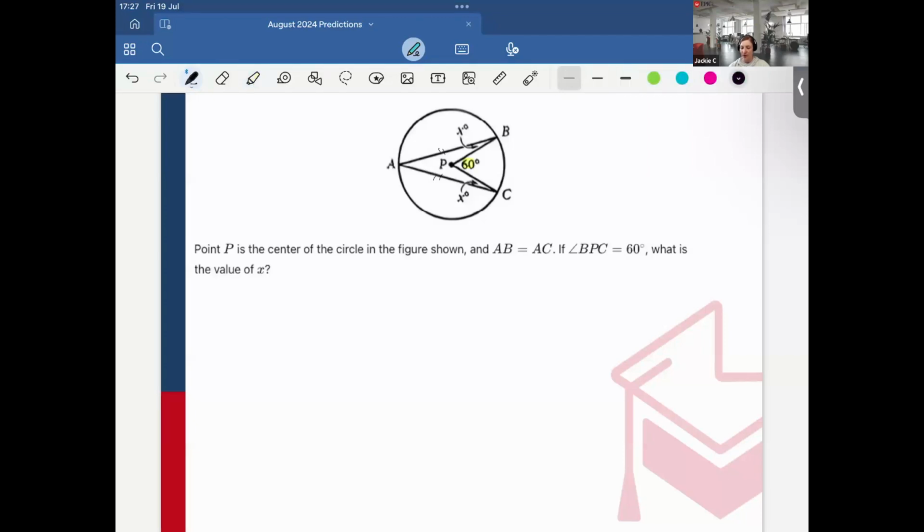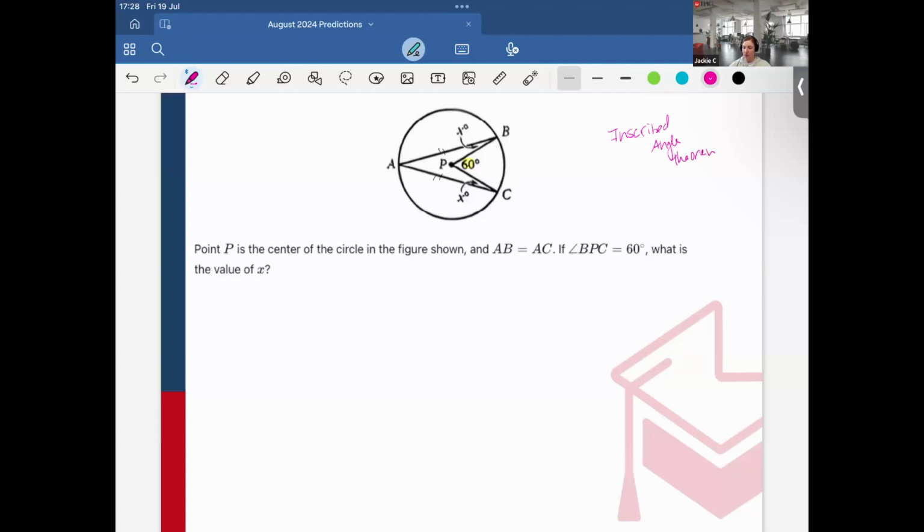What is the value of X? Okay, so if you ever get a problem like this, it's important to know a little bit of theory. And the theory is the inscribed angle theorem, which just persists.